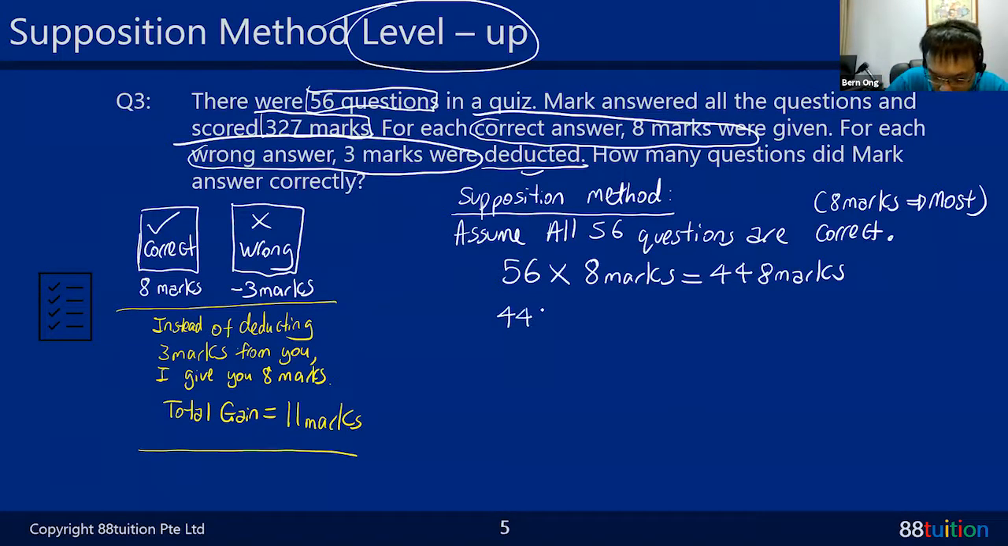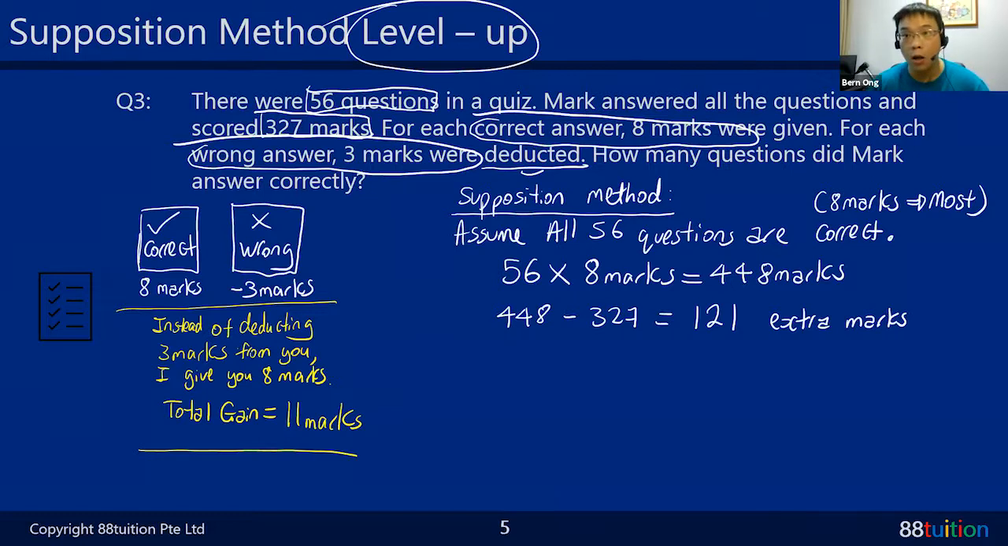So 448 marks minus the 327 marks is equal to what? This is actually equal to your 121 extra marks that is given to your question that is wrong. Wow, you got it wrong, but I still give you extra. Wow, this is very weird, correct? So when this type of question comes out, you know already, it's supposition level up. Okay, so 121 is the total extra marks that is coming from the wrong question.